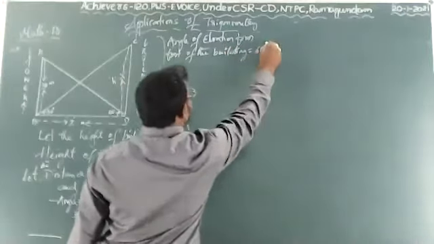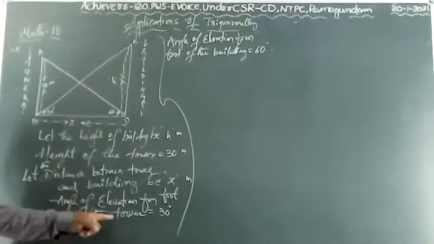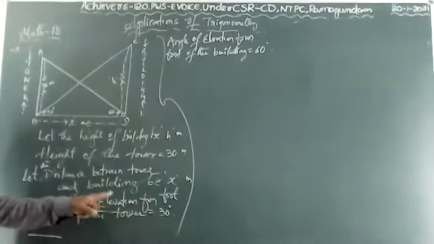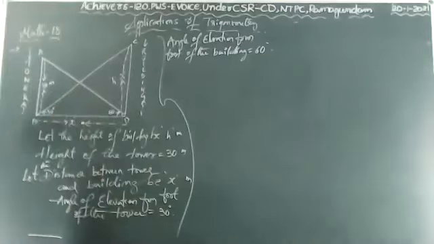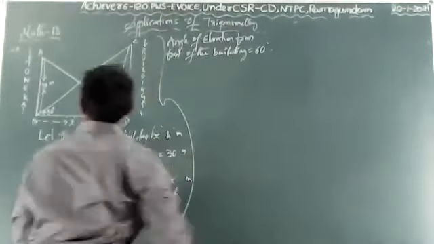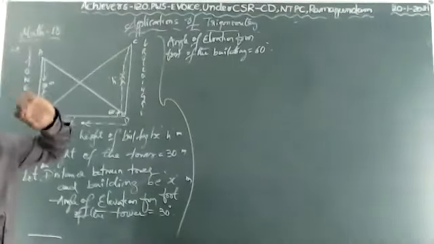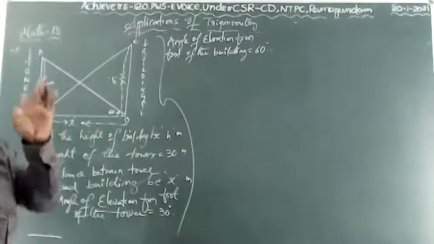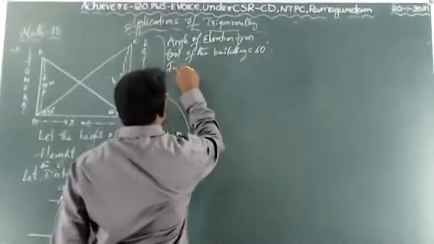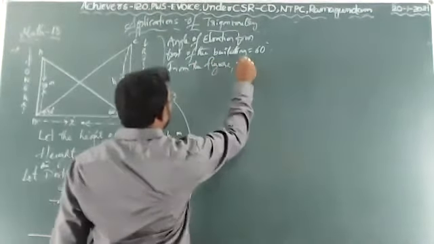The angle of elevation from the foot of the tower to the top of the building is 30 degrees. The angle of elevation from the foot of the building to the top of the tower is 60 degrees. If you want, you can write it like that. It's already written, 30 degrees and 60 degrees, everything I have done with the statements. Now, from the figure.